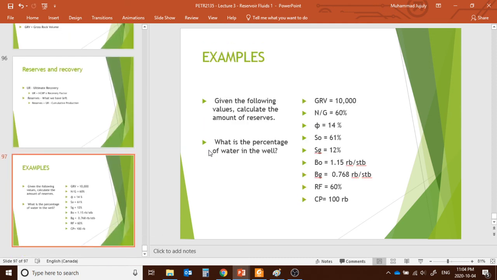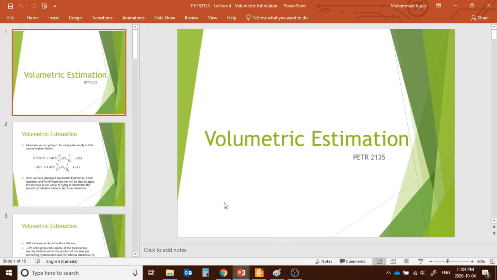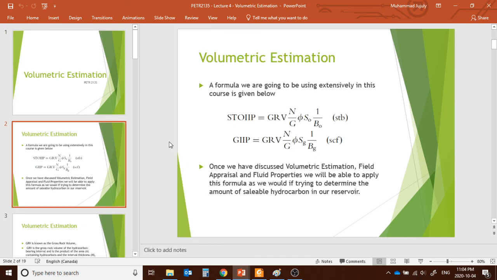Okay, we already have an example again. Please go through this example and you will find it very interesting to calculate. So this is one of the examples for how we can calculate the amount of reserves we have. Now let's go to our lecture with the estimation. Let's continue with the volumetric estimation.